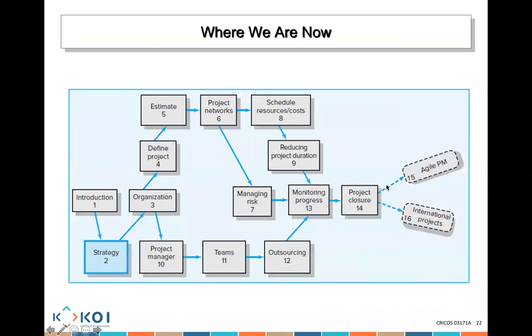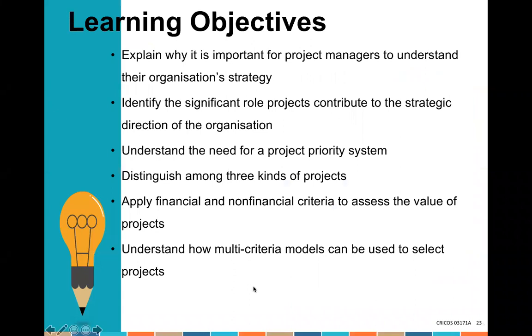Now, this is really chapter 2, as you can see from this slide. We're going to explain why it's important for project managers to understand the strategy of the organization. We're going to identify the significant role projects contribute to the strategic direction of the organization. We're going to understand the need for a project priority system. We're going to distinguish among 3 kinds of projects. We're going to apply financial and non-financial criteria to assess the value of projects. We're going to understand how multi-criteria models can be used to select projects.